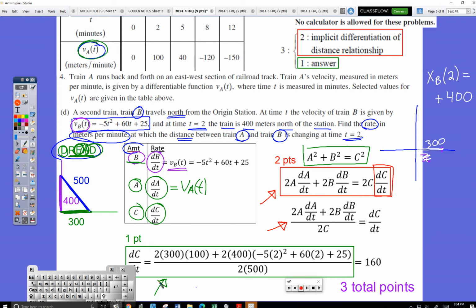I should have put units. They didn't ask for them. My experience is that if they don't ask, they won't give you points for it. But a good habit is to put units here, meters per minute. The problem is worth a total of 3 points.